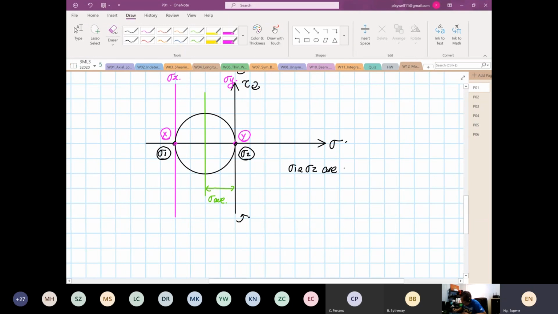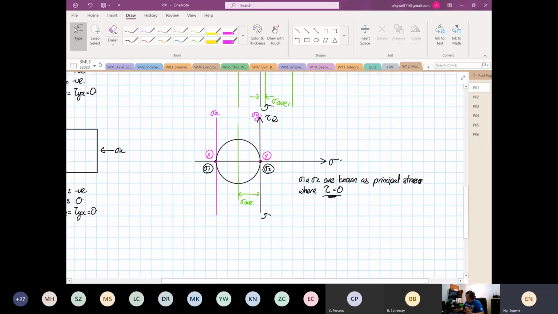So stress 1 and stress 2 are known as principal stresses, where the shear stress is equal to what? 0. So for principal stresses, the shear stresses are equal to 0. Are we clear? They are equal to 0 in our principal stress.